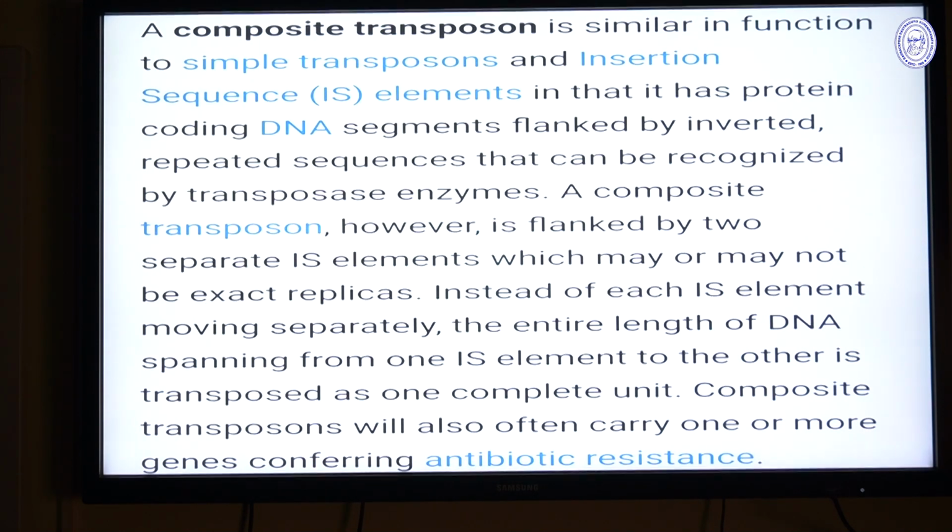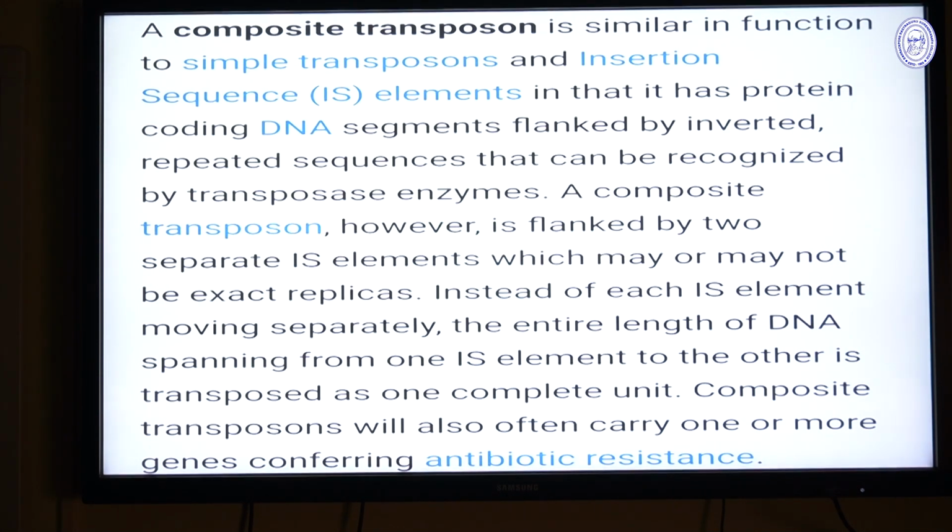A composite transposon, however, is flanked by two separate IS elements, which may or may not be exact replicas. That means a composite element can form with a combination of two IS1 elements. Sometimes there can be a composite transposon formed from one IS and one IS3 element. So depending upon the type of composite transposon, the combination can happen. And instead of each IS element moving separately, the entire length of DNA spanning from one IS element to the other is transposed as one complete unit.